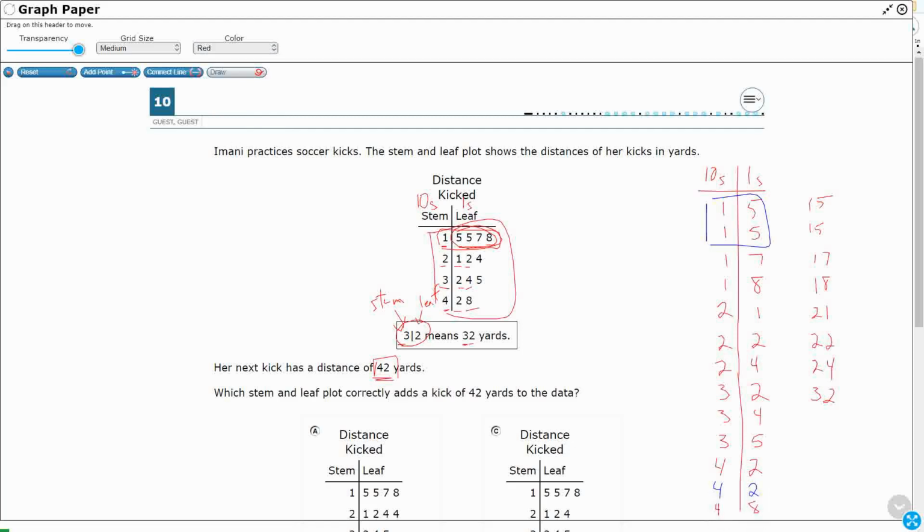All right, so I need to add this 42 to my stem and leaf plot. If I did it vertically, it would look like that. If I did it horizontally, what would it look like? The rest of this right up here would all stay the same. It's this that would be different. That would be 4, and there's my line, and I would have 2 different 2s. That's how I'm going to pick that up. And then there's the 3. So I'm looking for one that looks like that.